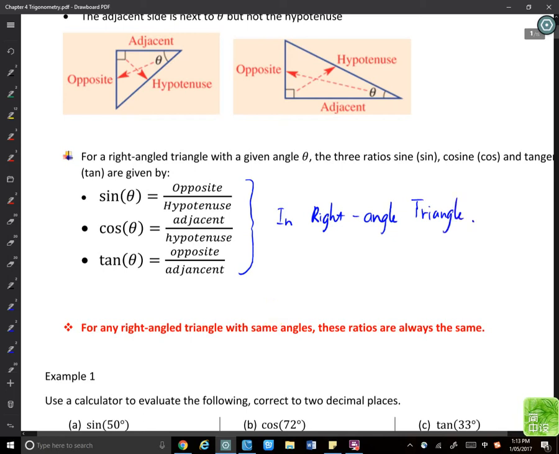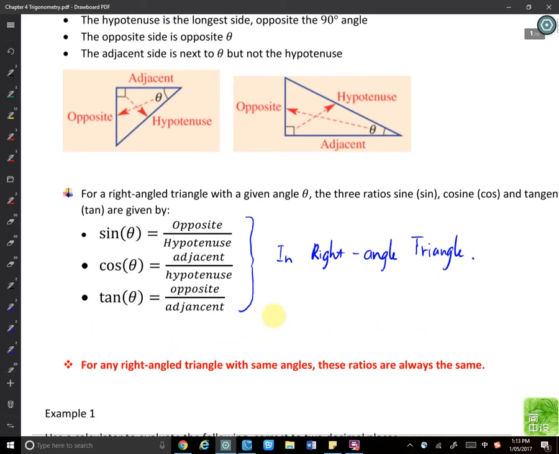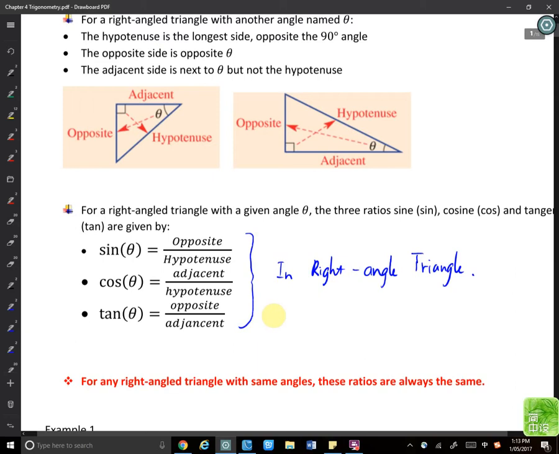This can only be talked about in a right angle triangle. You are not going to talk about what's the sine value in an obtuse triangle or acute triangle. It's only in a right angle triangle. So what is the sine value? For sine value, in this triangle, sine will be the opposite, which is this one, over the hypotenuse.